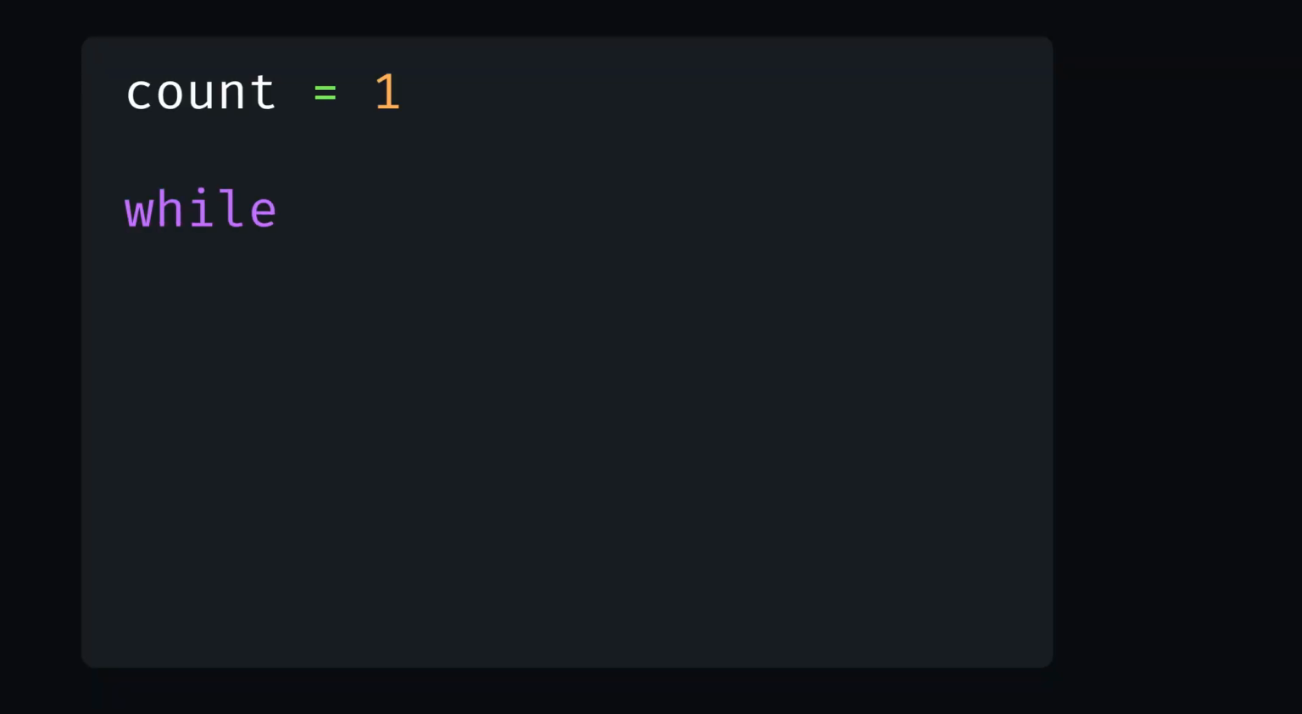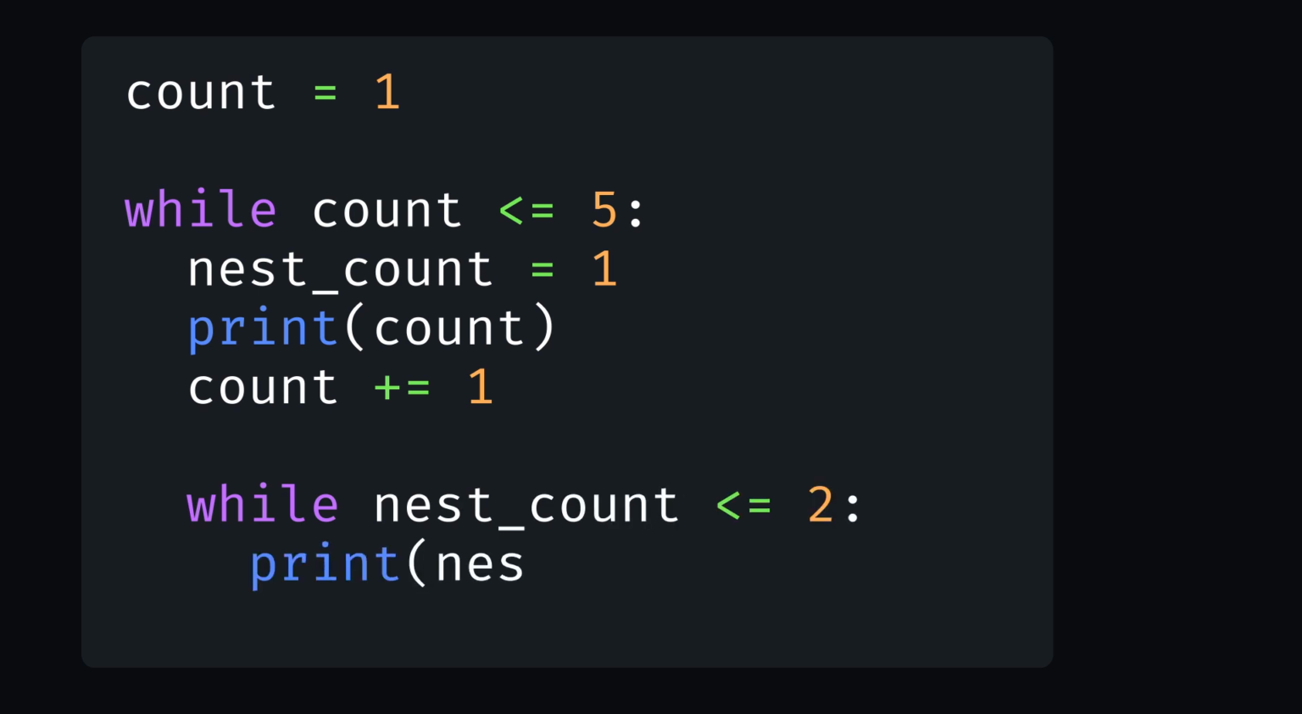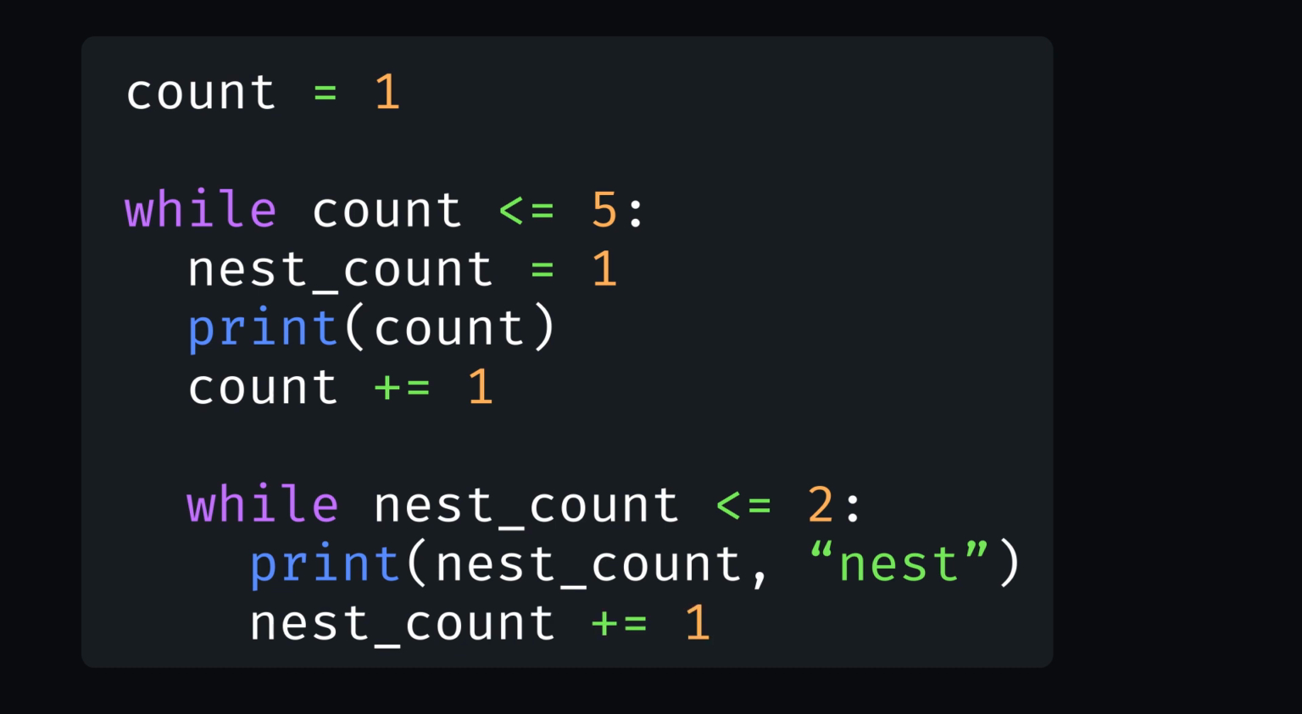Let's use a different variable called nestCount. I'll initialize nestCount inside of the while loop and give it the value of 1. This way, every time the outer while loop is run, nestCount will be reassigned or reset to 1. I'll write an inner while loop that runs twice, printing the value of the nestCount, along with a keyword to identify what that is. Let's run the code.